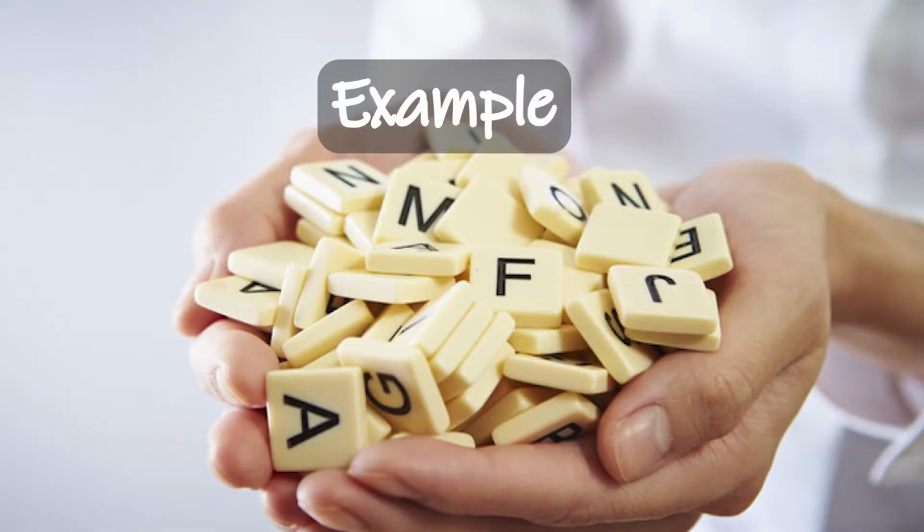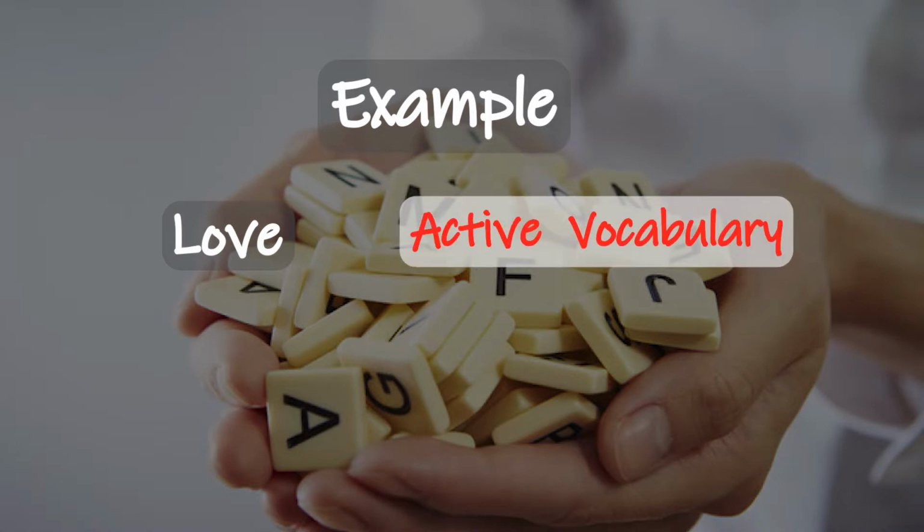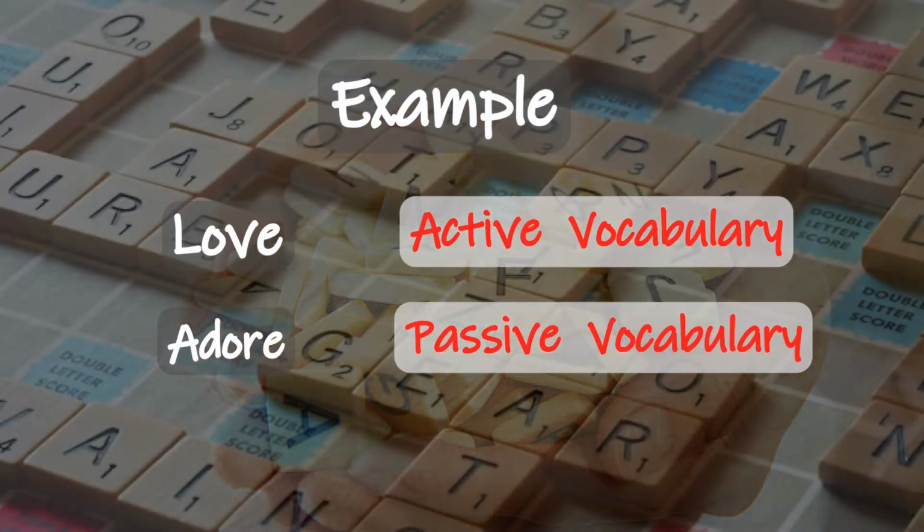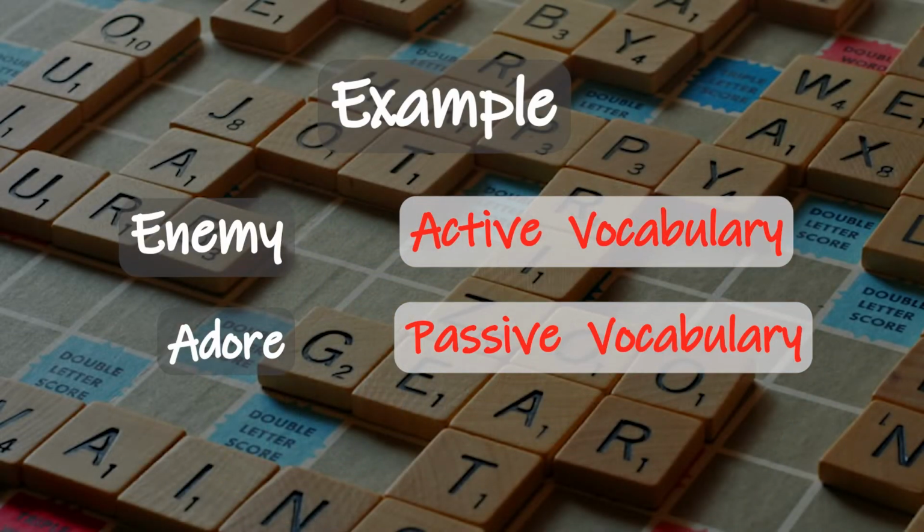Let us see an example. Love is an active vocabulary, whereas adore is a passive vocabulary. In the same way, enemy is active vocabulary, whereas antagonist is passive vocabulary. Enrichment of vocabulary is one of the essential objectives of teaching English. As English is taught as a second language in our schools, the language teacher has to employ various methods to teach vocabulary. Let us discuss some classroom strategies to improve the vocabulary of school students.